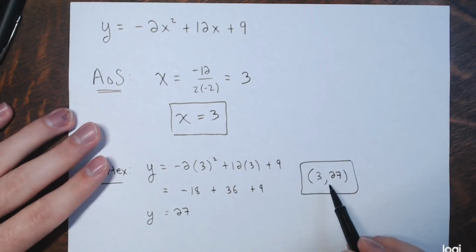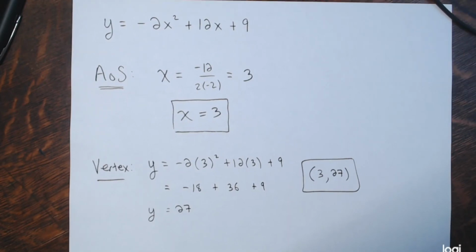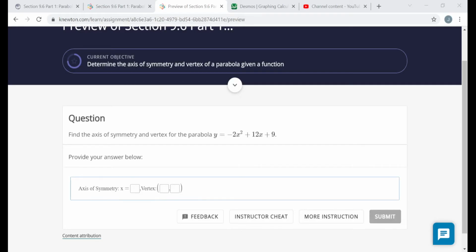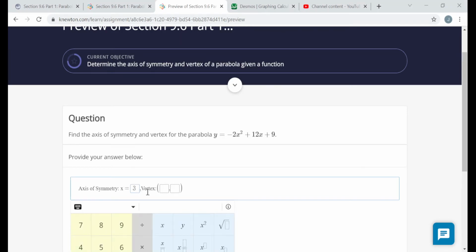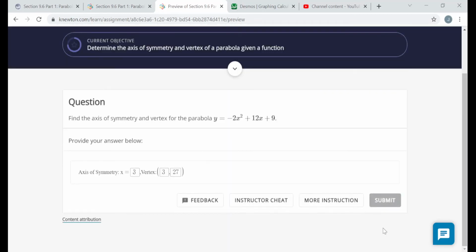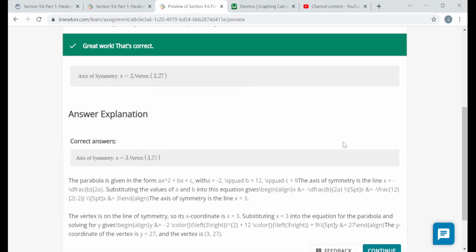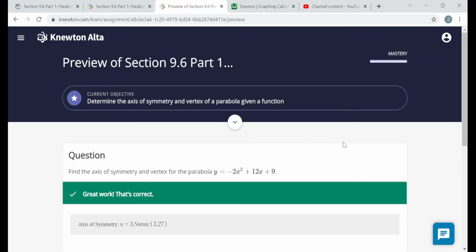And again, you can plot this and then find a point on either side of the axis of symmetry and then draw a rough sketch if you wish. But I'm not going to do that for this last one. So all I'm entering are x equals 3 for the axis of symmetry. Vertex is the point 3, comma 27, and that should be good. Wonderful. All right, and it looks like that completed it.